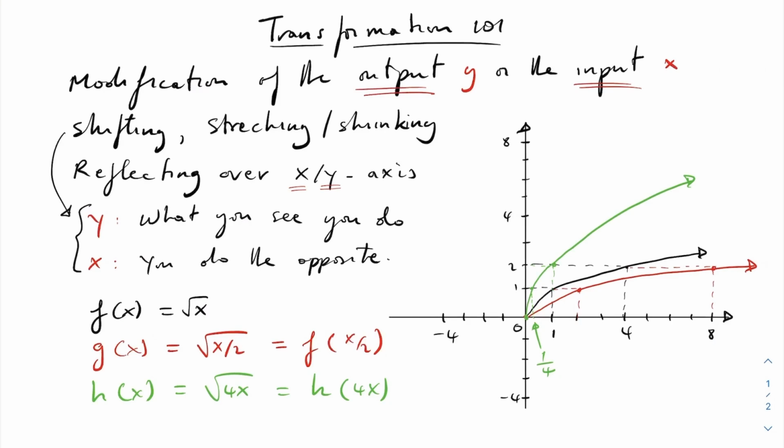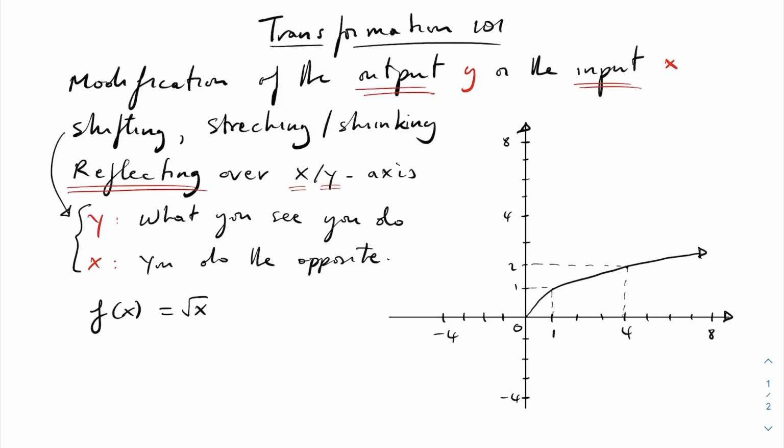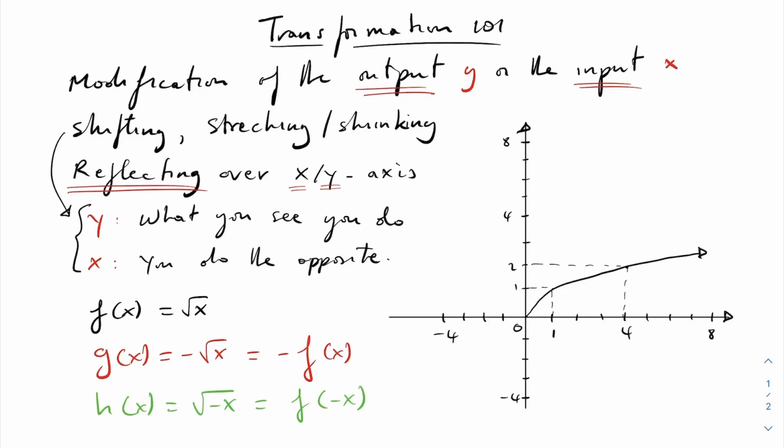So the last thing we need to talk about is what happens when we negate the output or negate the input. For this particular one, I'm going to have the graph g of x equals negative the square root of x, which basically means negative f of x. So we are negating the output here. And then I'm going to have the graph h of x equals the square root of negative x, which basically means f of negative x. So we are negating the input here.